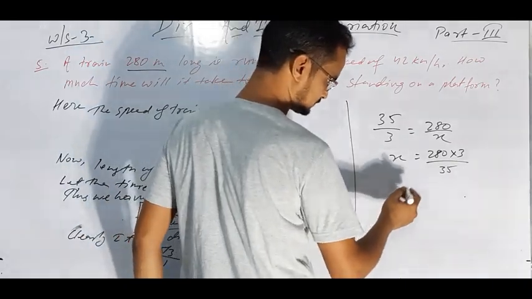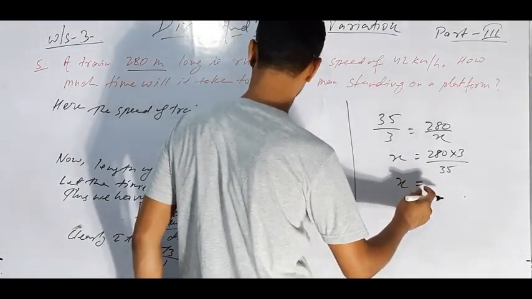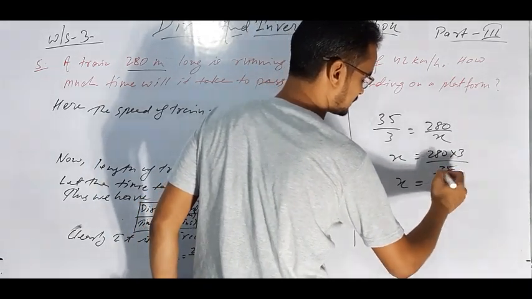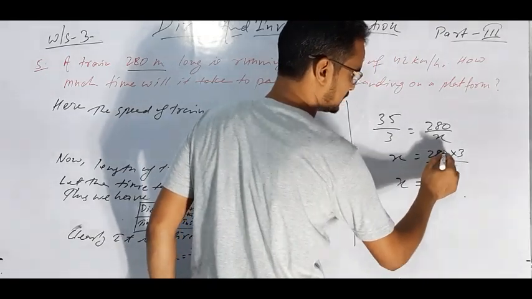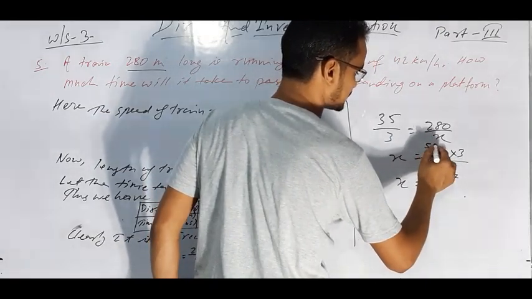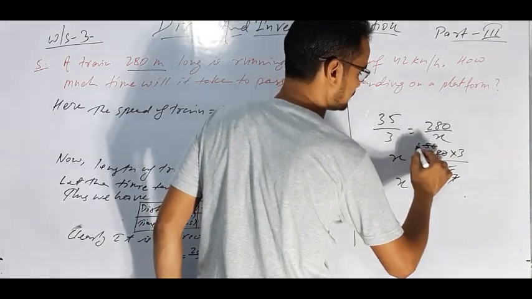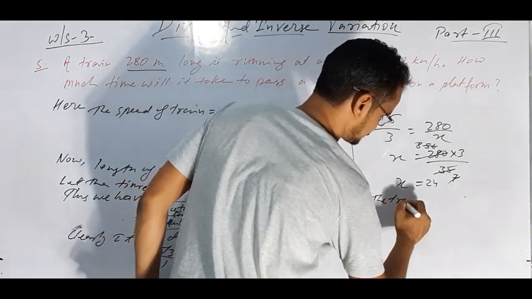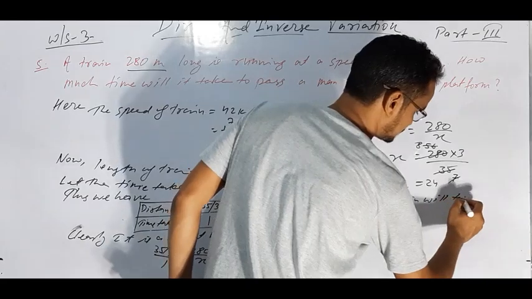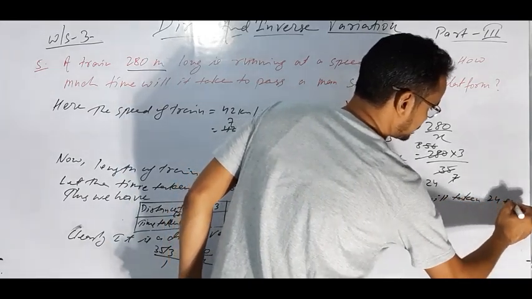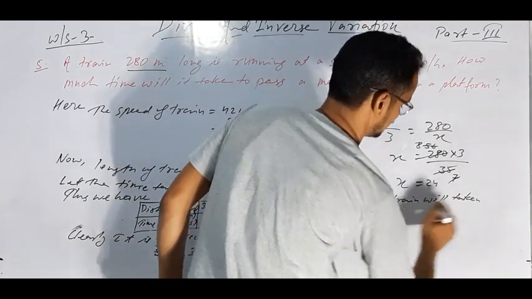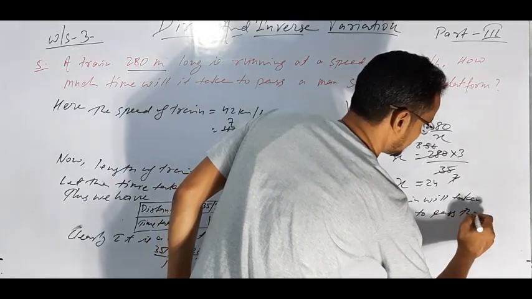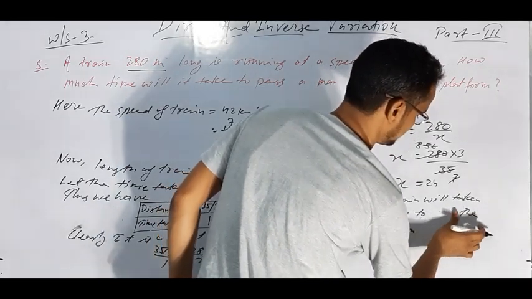Solve it. x is equal to 7 5s are 35, 5 5s are 25, 5 6s are 30, 7 8s are 56, 8 3s are 24. Therefore, the train will take 24 seconds to pass the man, or cross the man.